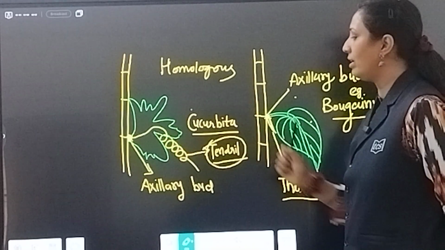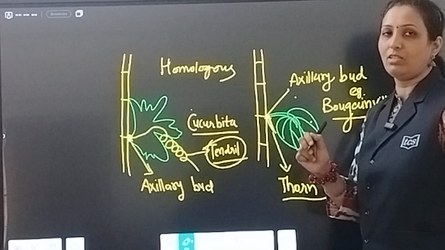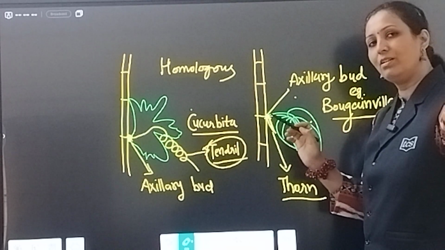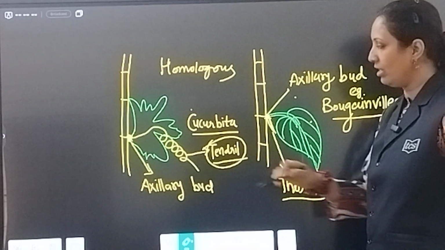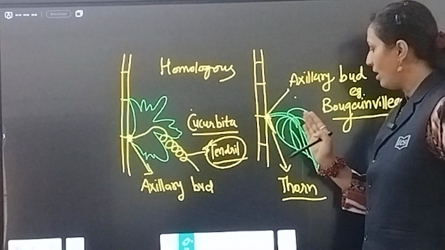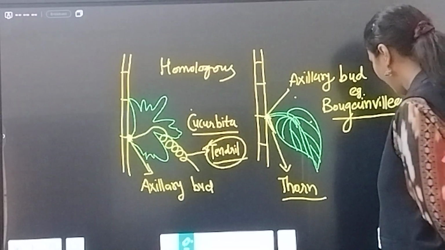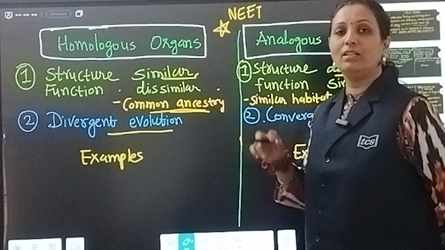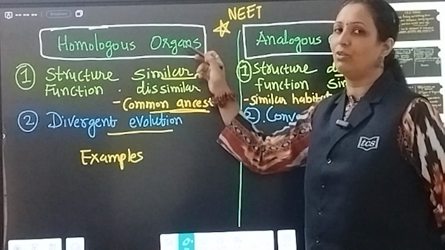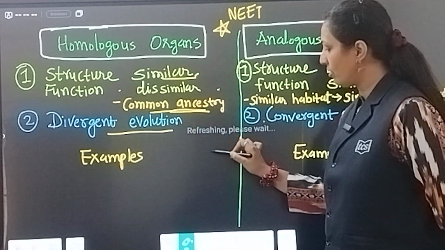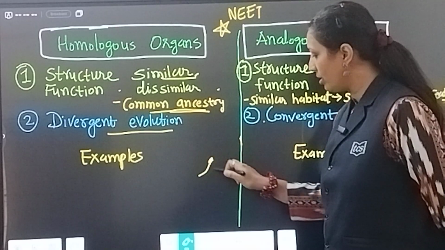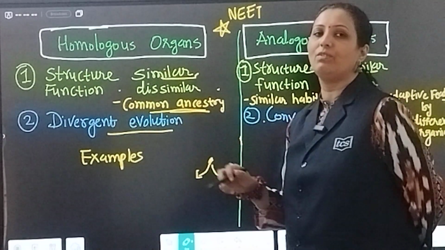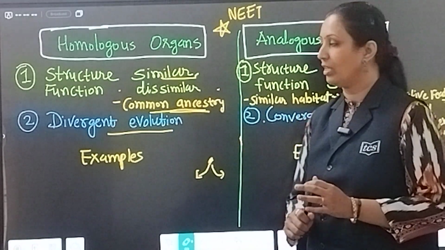You don't have to count the tendril and the thorn. See the origin, that is the axillary bud. So the axillary bud here is a similar structure, but the functions vary. The tendril helps in climbing and the thorn helps in protection. So structure similar, function dissimilar, that kind of organs we call homologous organs. In them the structure is the same but their functions vary in different organisms. This leads to the kind of evolution we call divergent evolution.